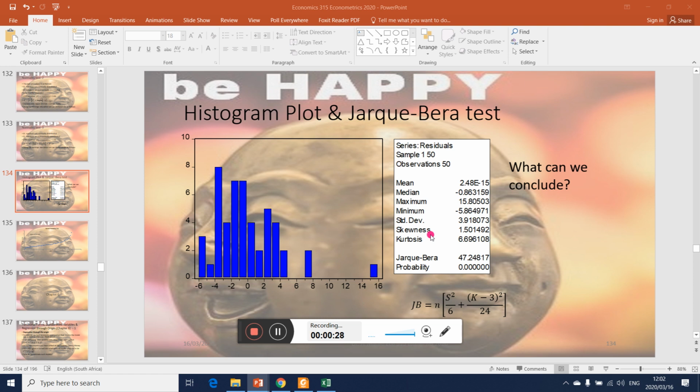Now, as I explained earlier, much of what we are doing with classical linear regression analysis, or in fact all of it, depends on the normality assumption. We have made assumptions that the error term is normally distributed with a mean of zero and variance of sigma squared, which is homoscedastic.